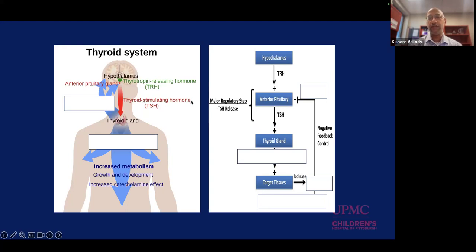And so the TSH is now released by that pituitary gland, and then that TSH goes to the thyroid gland, which lives in our neck. And the thyroid gland that lives in our neck is what creates the thyroid hormones that do all of the work that the thyroid is supposed to do. And the majority of the hormones that get released by the thyroid gland are actually what's called T4. And then a small amount of it is T3.